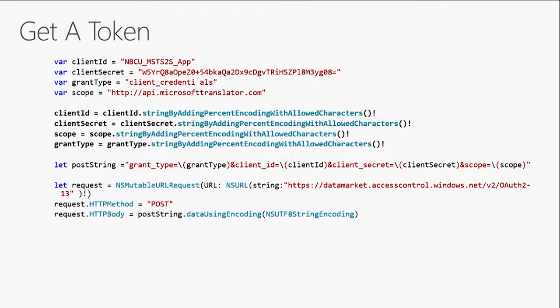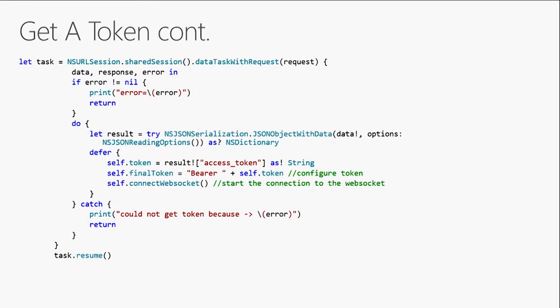Then you need to encode those strings and prepare them to be part of a URL. You create the parameters for the URL, insert the parameters, and then you set up an NSMutableURLRequest with the endpoint, and you set it as a POST, and you put the URL with the endpoint into the HTTP body. Then you create an NSURLSession task with a completion block, and then do a do, try, catch, and extract out of the data from when you deserialize the JSON, you extract out the access token.